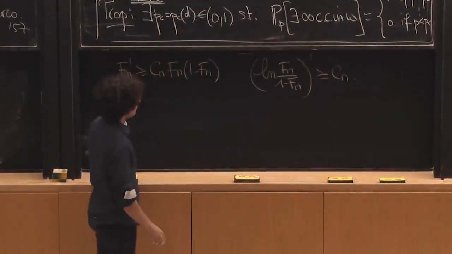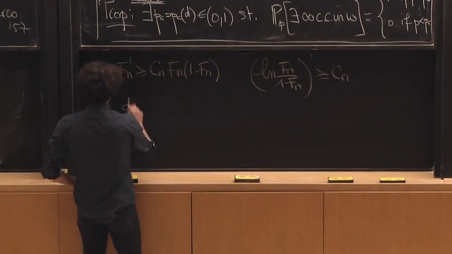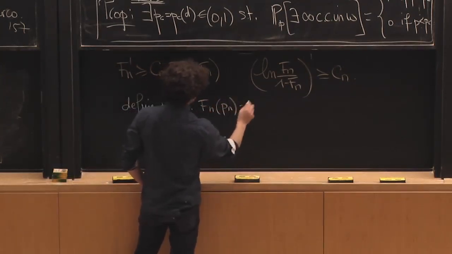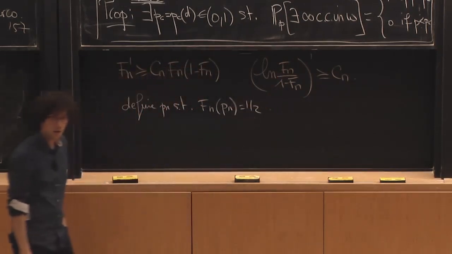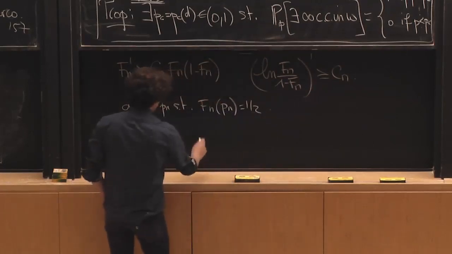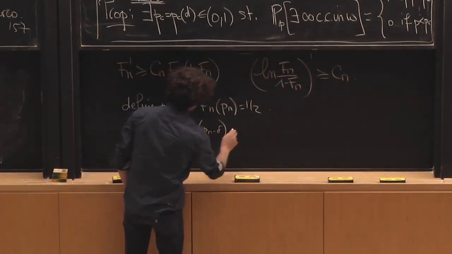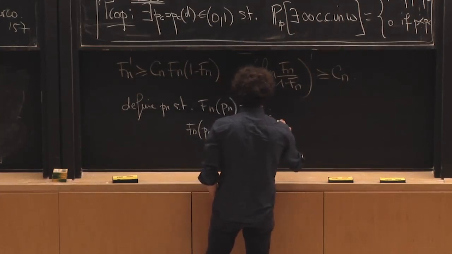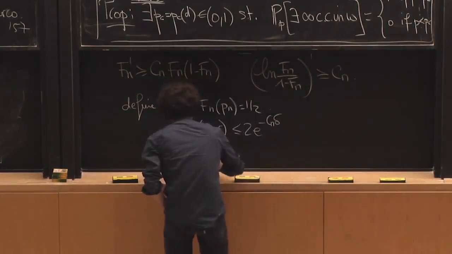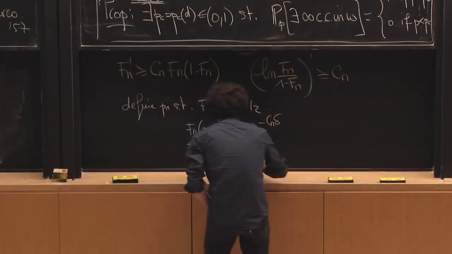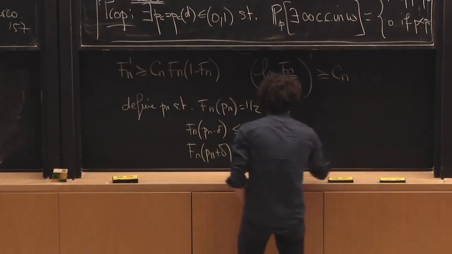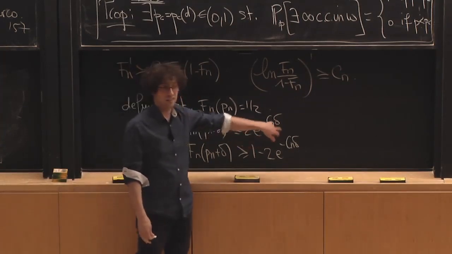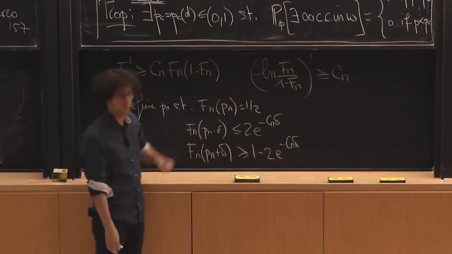Okay, so now if you define Pn such that Fn of Pn is equal to 1/2, exactly the balanced thing, what does this imply? Well, it implies that Fn of Pn minus delta is smaller or equal to 2e to the minus Cn delta, and that Fn of Pn plus delta is larger or equal to 1 minus 2e to the minus Cn delta. So you see that if Cn is tending to infinity, then you can take delta n tending to zero in such a way that you will have a sharp threshold at this Pn.